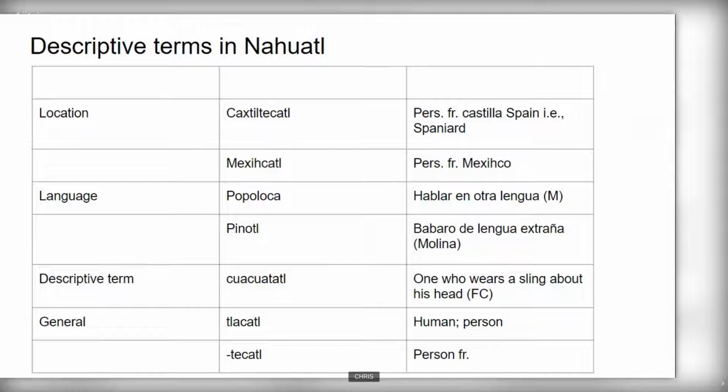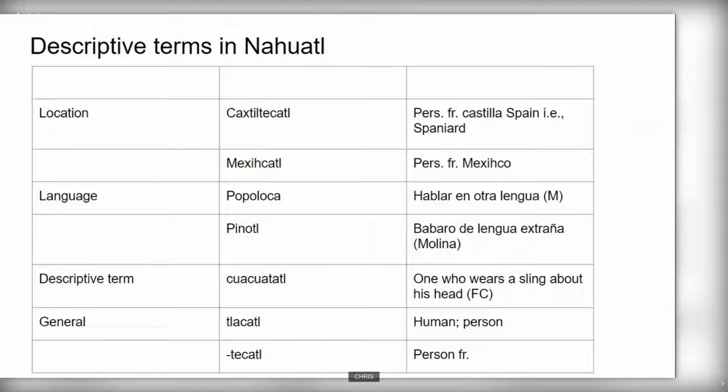And there's numerous examples of this. In regards to language, people were sometimes identified by their language. Usually, Nahuatl speakers identified people who did not speak their language as speaking some other language, or like a strange language, a strange way of speaking. And we have these examples, Popoloca and Pinotl. Those are just two examples. There are many.